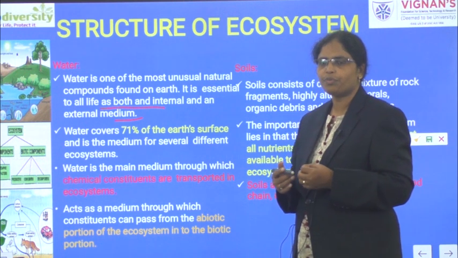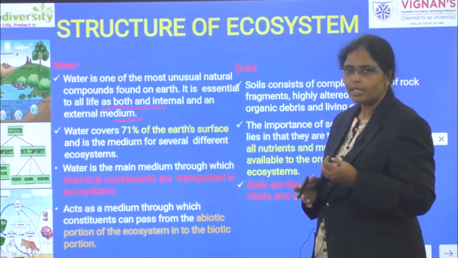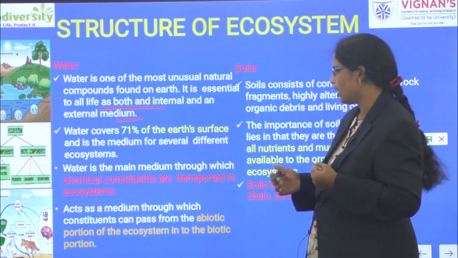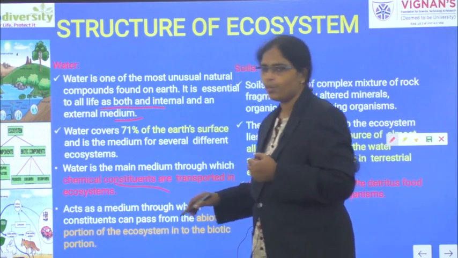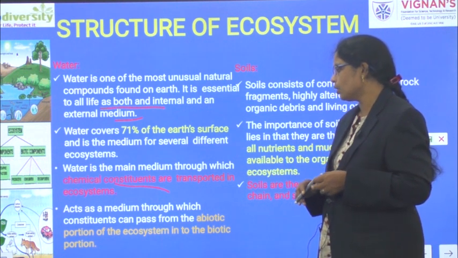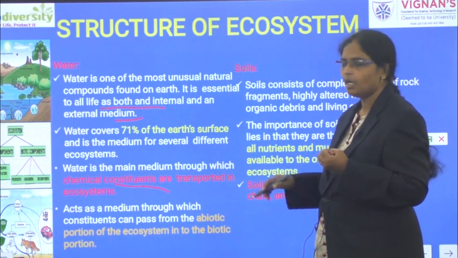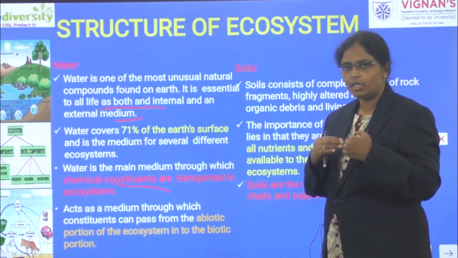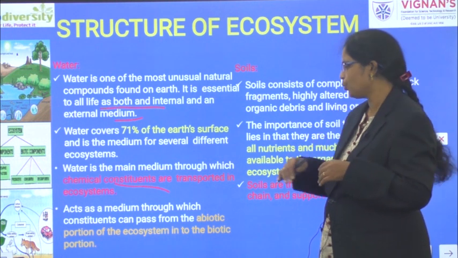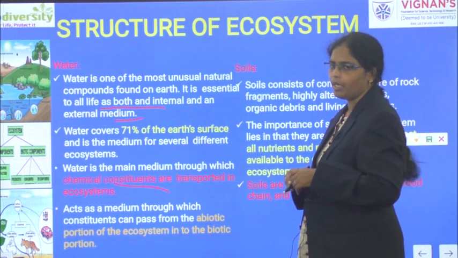This is used for several purposes, and it maintains the nutrients and transports them into various parts of the ecosystem. So this water, particularly in the abiotic portion of the ecosystem, transfers or passes the nutrients or minerals into the biotic components. So water plays an important role.